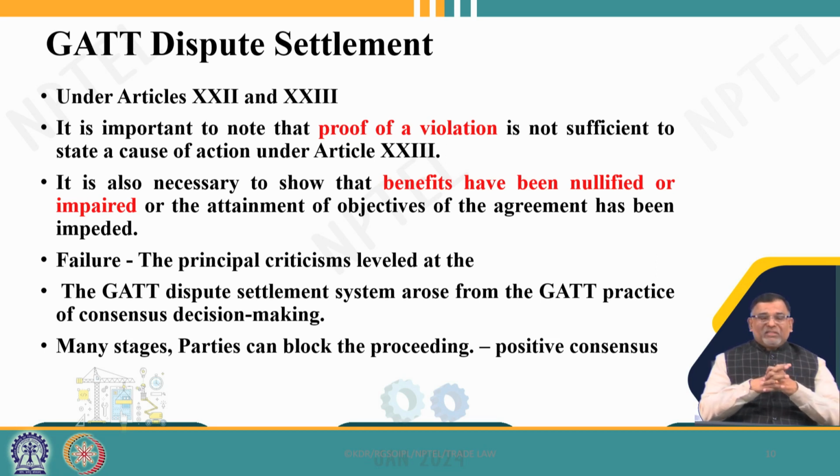The requirements are that every member has to prove that there is a violation of GATT provisions. And the second criterion to be proved by the complaining party was that any benefits accruing to them through the GATT provisions and GATT agreements have been nullified or impaired. If any benefits are nullified, impaired or impeded, then the GATT member can complain.